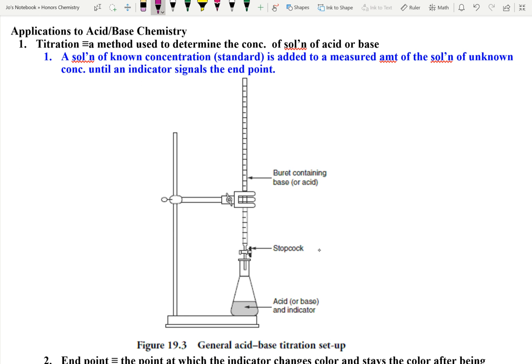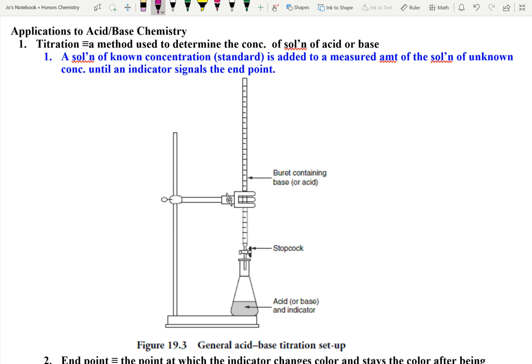So titration is a method used to determine the concentration of a solution of acid or base. Basically we have the known concentration of our standard, and we're going to compare it to the amount of solution of our unknown concentration until the indicator signals the endpoint. So it can tell us the concentration, it could help us find the unknown, it could be used for all kinds of things.